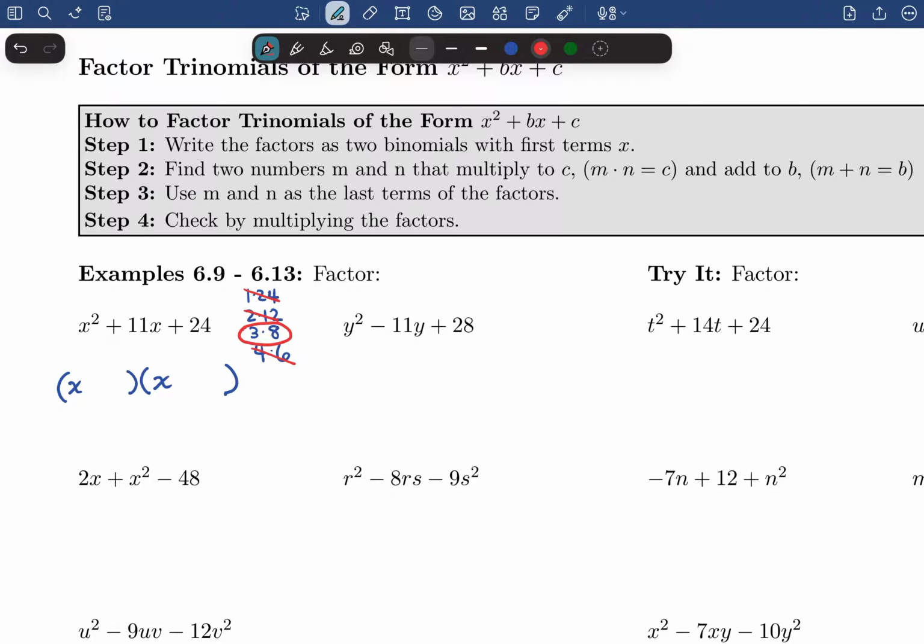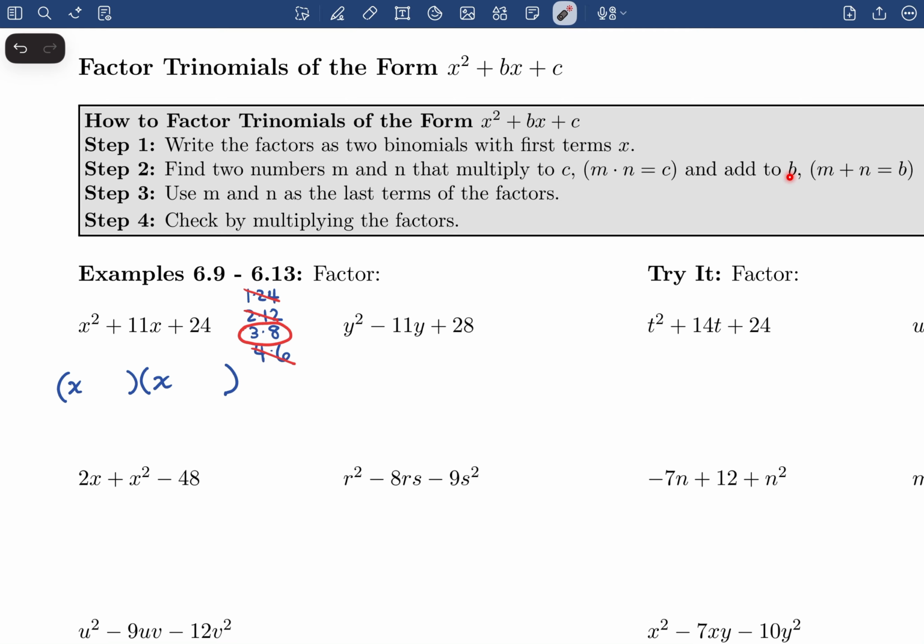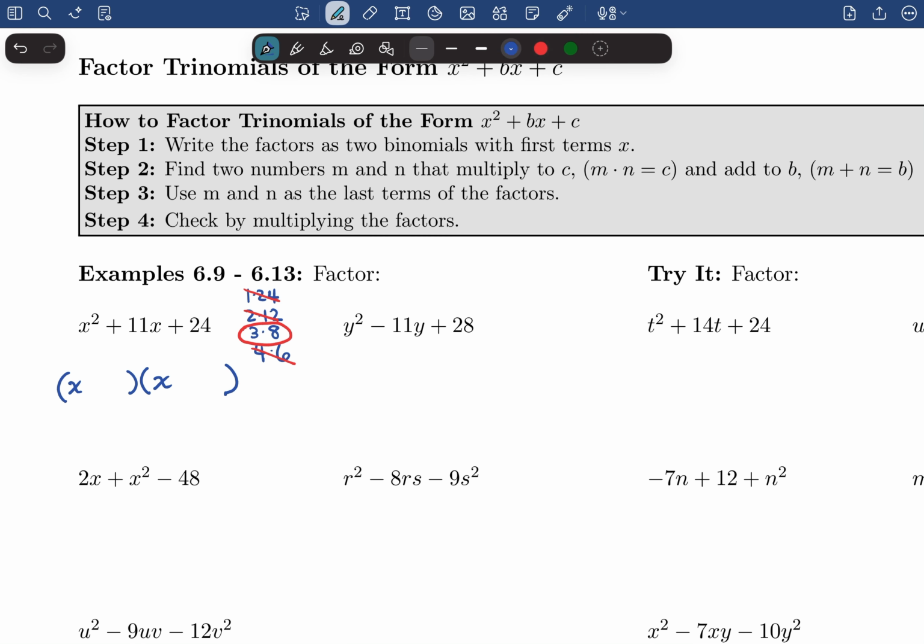And so I have found these values m and n that we referred to in our step process, and they multiply, right? 3 times 8 multiplies to make 24, and 3 plus 8 sums to make 11. So that's why we are going to put a positive 3 right here and a positive 8 right here.